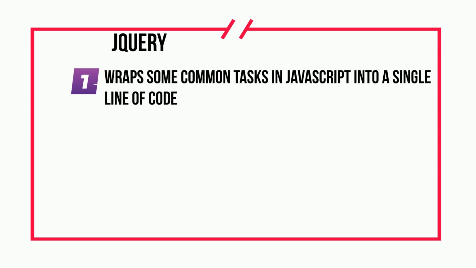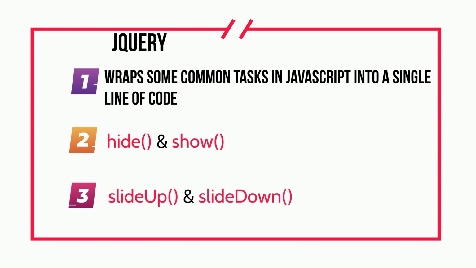jQuery wraps a few lines of code in JavaScript into one. In this lesson, we begin with how to hide and show. We can also slide up and slide down the objects.